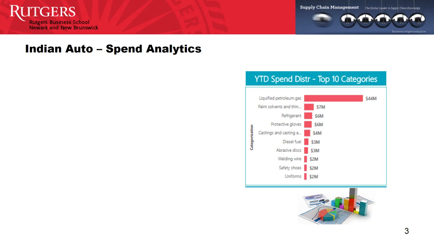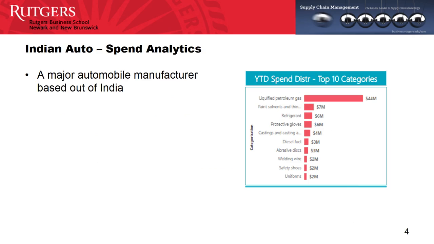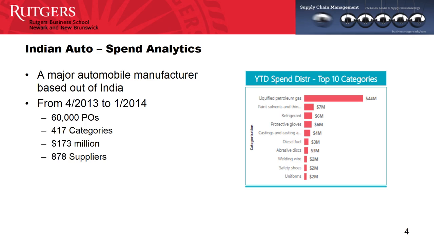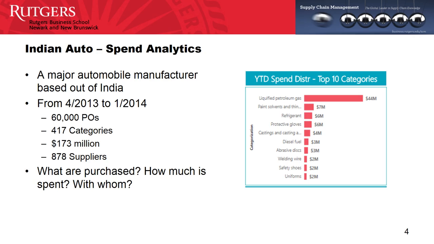reduction. As an example, let me review a project with a leading automobile manufacturer from India. The data from April 2013 to January 2014 shows that they placed about 60,000 purchase orders on 417 categories of materials worth $173 million from 878 suppliers. We looked into the items purchased, the amount spent, and the suppliers to identify opportunities to restructure the supply base for cost and risk reduction.